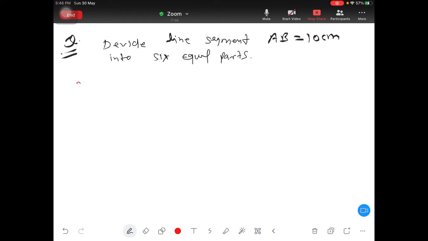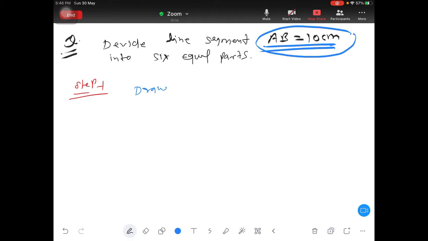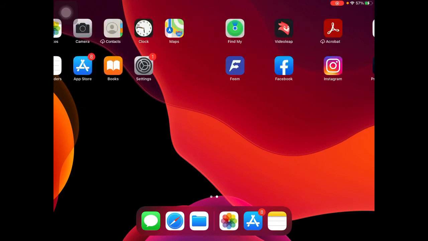So for that we will go to step 1. What is step 1? Draw the line AB equal to 10 centimeter. First you understand what the question is. The question is, a line segment is given that is 10 centimeter, and we have to divide this line segment into 6 equal parts. So first what will we do? You will draw 10 centimeter. So I will take you here. Just wait. I will share my screen.